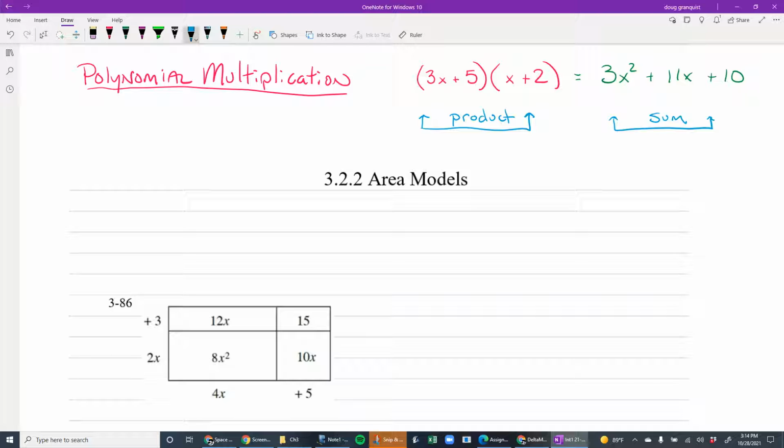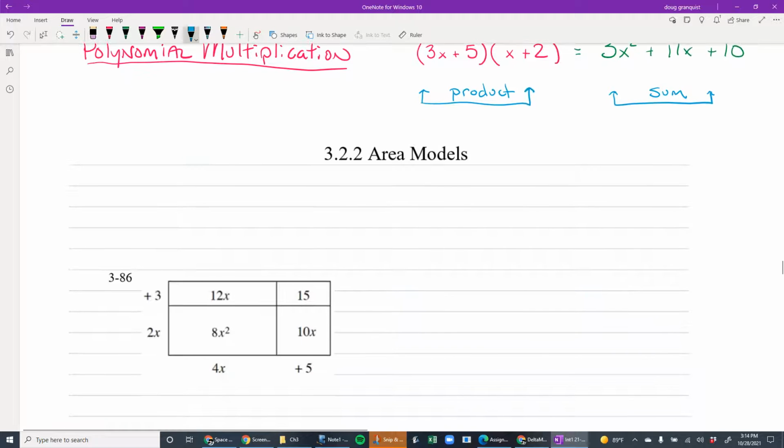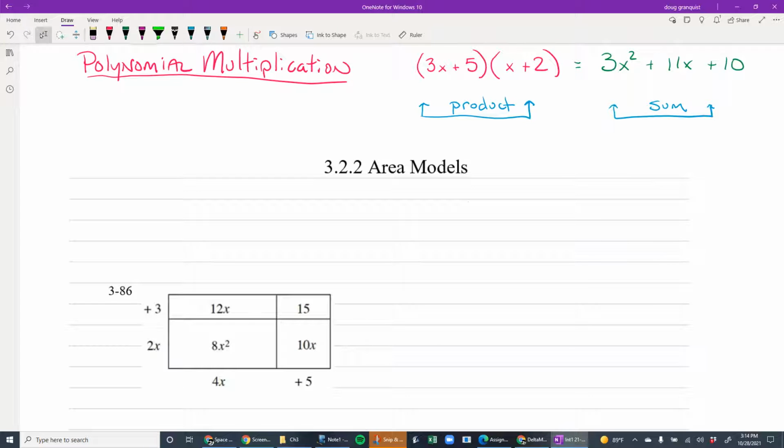All right, let's look at our first area model, which is this one, number 86 right here. What this lays out for us is a way to multiply polynomials. The polynomial that we have over on the left side is represented by 2x plus 3. Y'all see that? And then the polynomial down on the bottom is represented by 4x plus 5.